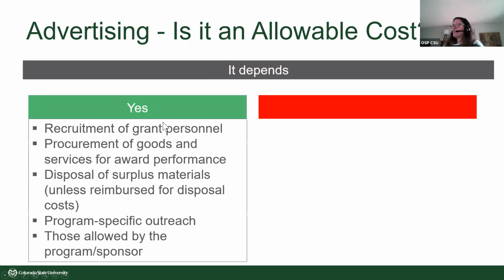It depends, yes. There are times that we can charge advertising, such as if we're recruiting grant personnel, advertising for open positions. So I was thinking about funds to advertise, say, for the National Science Foundation Research Experience for Undergrads. That's a program where undergrads from all over the country apply to go to different schools and be part of these experiences. So advertising may be allowable in that instance. Advertising for the procurement of goods and services, for surplus, or for program-specific outreach is generally allowable.